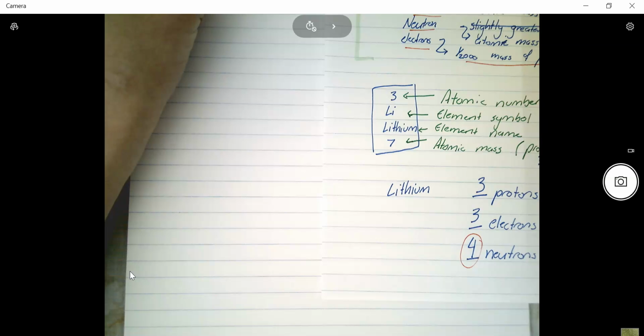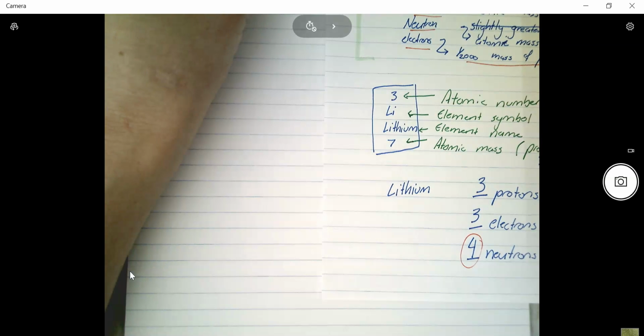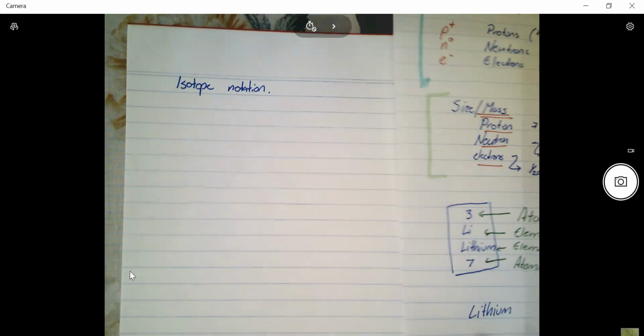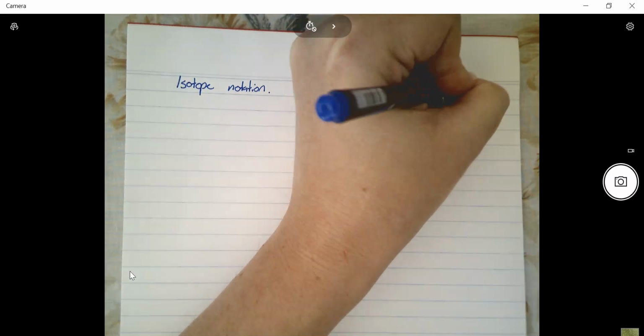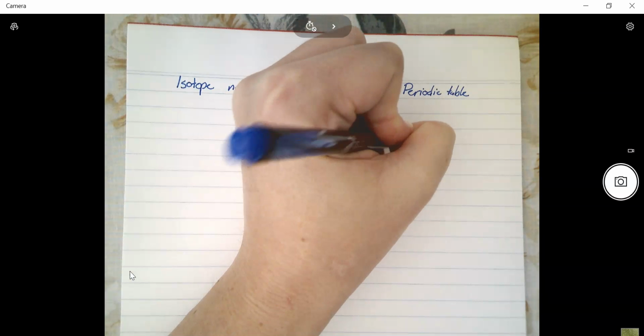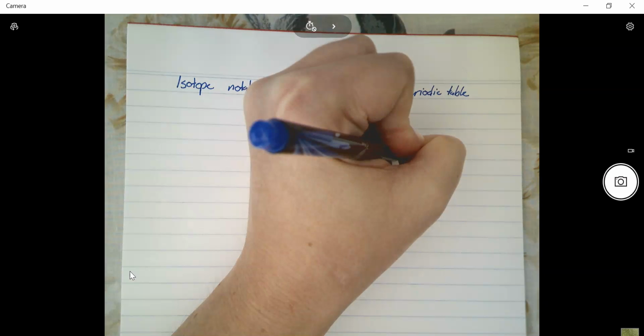So isotope notation is just a different way of writing what's on the periodic table. Okay, you can't see that. There we go. Okay, so I'm going to write isotope notation here, and over here I'm going to say the periodic table. So we're going to do isotope notation versus the periodic table. Now on the periodic table, we just learned that lithium is written like this.